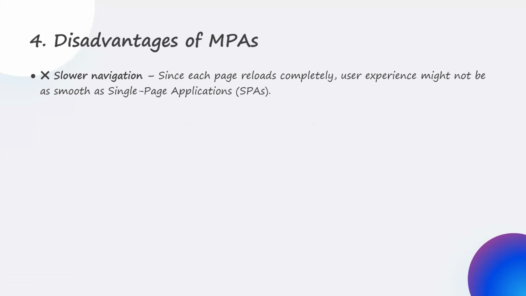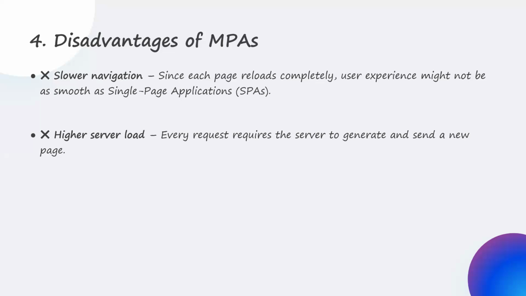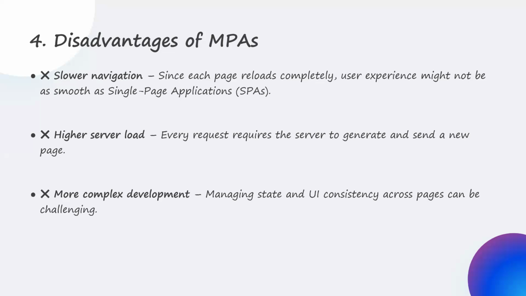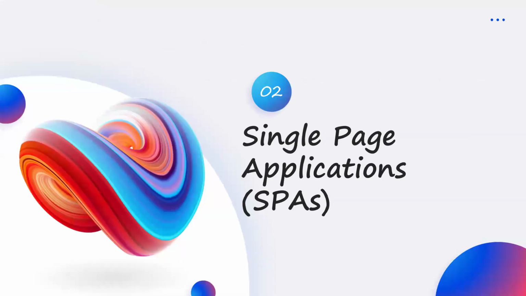Okay, so what are the disadvantages? Slower navigation. When a user wants to navigate to another page, it's always slower because there's always a reload of the page. Higher server load. There's a whole lot of work on the server side, so it will take a lot of time for the server to process the request and give you what you requested. There is also more complex development. Managing state and UI consistency across pages can be challenging. So these are the disadvantages of multi-page applications.